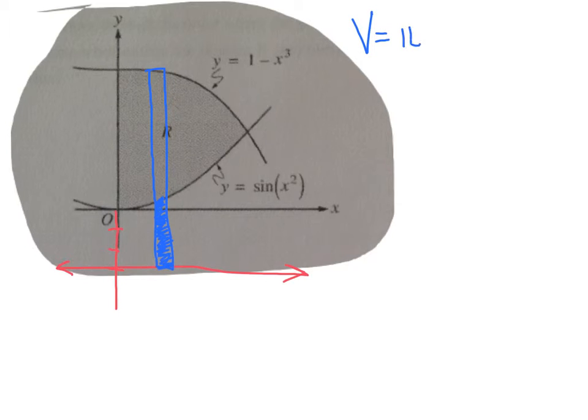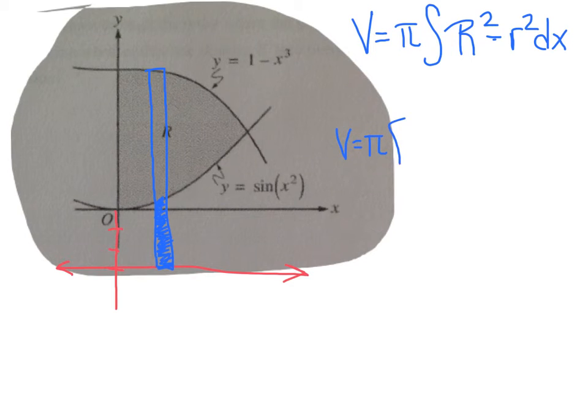It's going to be pi, the integral, of the big radius squared minus the small radius squared, dx. That's a minus sign. The integral is from 0 to that point we've been using over and over, 0.764972. Then the big radius squared, which would be the upper function, is 1 minus x cubed, minus that horizontal line, -3.